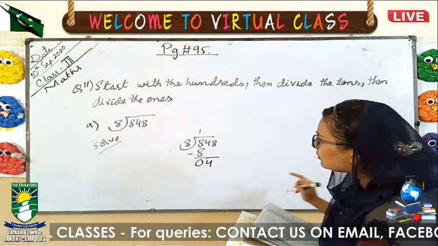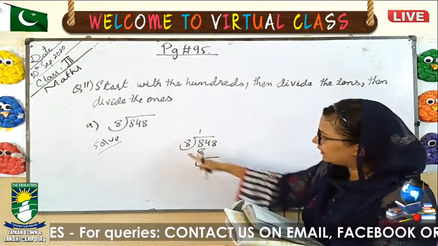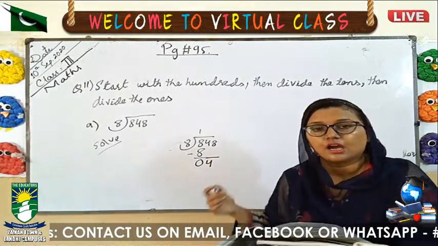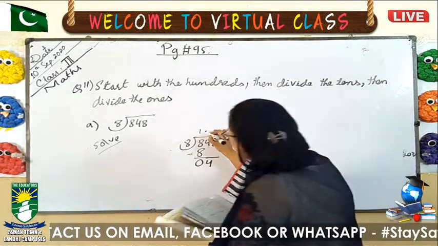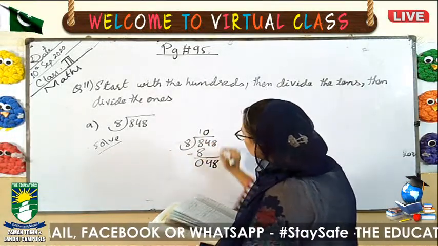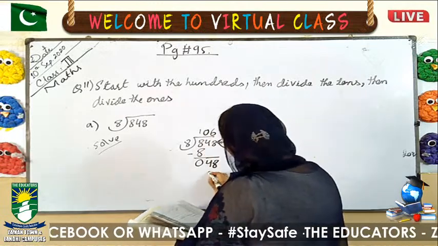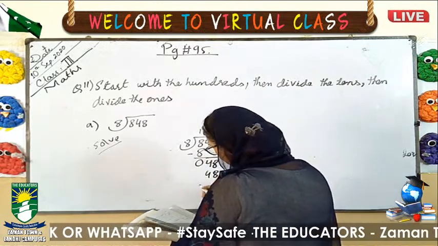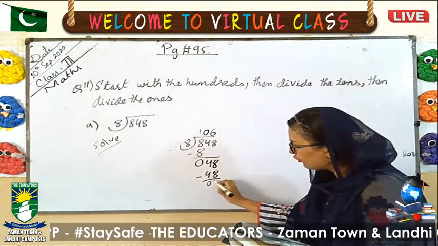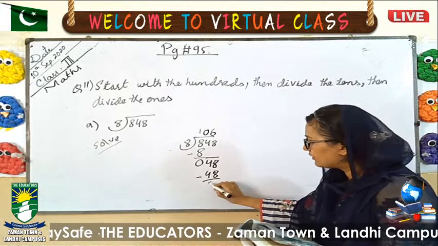Now here is 8 and here is 4. We cannot divide it, because in the table of 8, 4 is not possible, so here I am writing 0 and bringing down this 8. Now 8 into 6 is equal to 48. Now we don't have any remainder, so we will write 0 over here. Nothing will be there, so we can write 0 here.